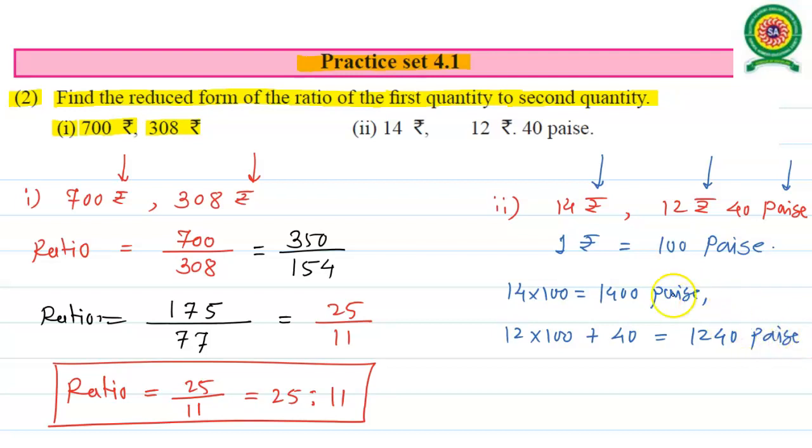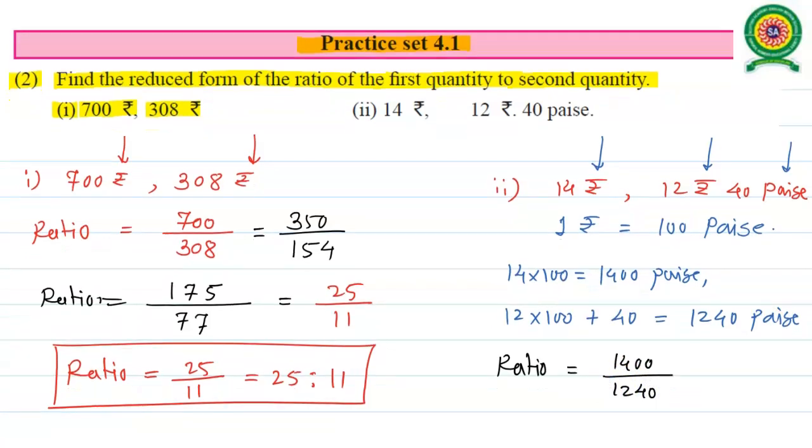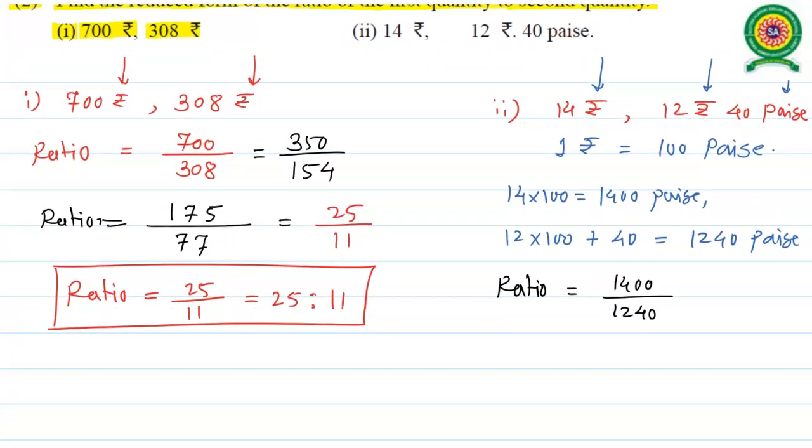Now both are having the same unit. Now try to take the ratio. So the ratio of the first quantity, 14 rupees, which is 1400 paise, divided by the second quantity, 12 rupees and 40 paise, which means 1240 paise. Now the 10 from numerator and denominator gets cancelled, and we are left with 140 divided by 124.